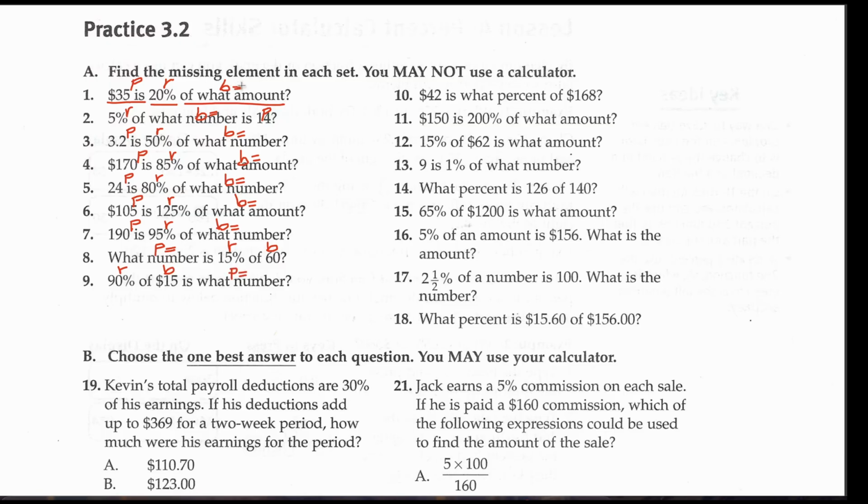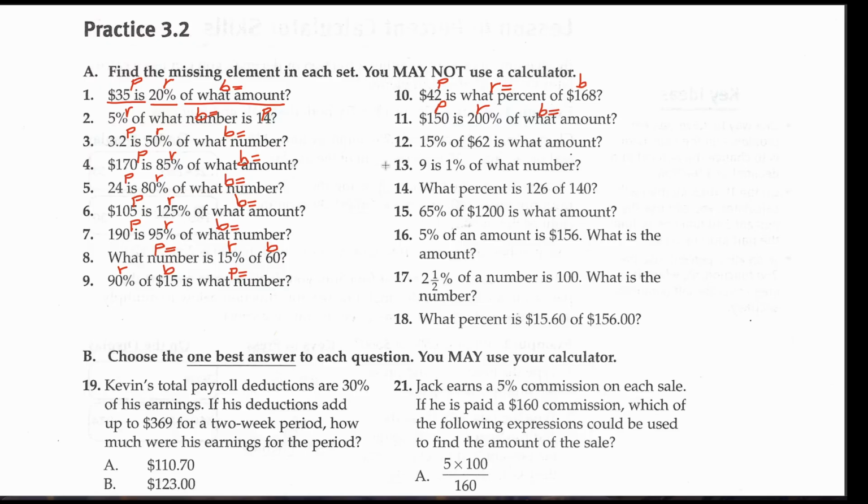Number 10, $42 is what percent of $168? $42 is the part. What percent? We don't know the rate. Of $168, that's the base. Number 11, $150 is. That's the part. 200%, that's the rate. Of what number? We don't know the base.